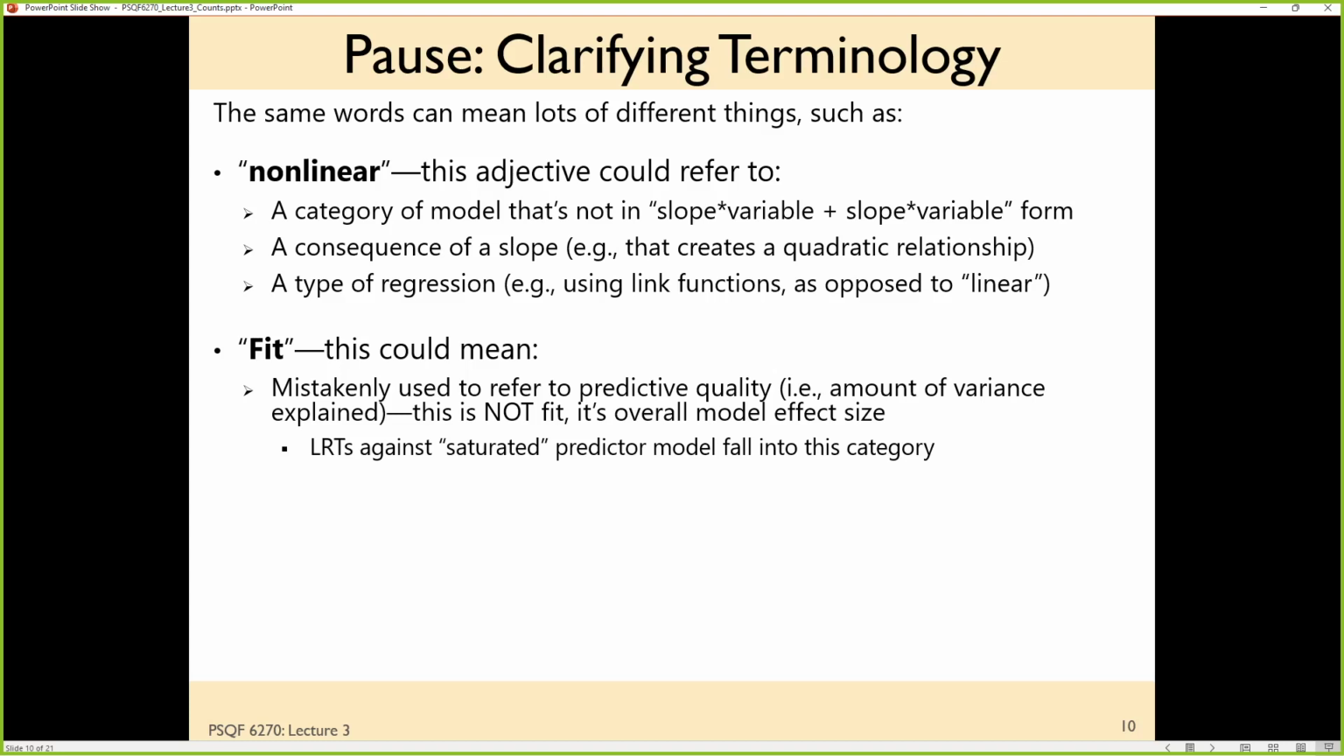So Kaylin says, it took me a while to work out what that meant. Linear models versus nonlinear models, presumably. Is that what that comment was geared towards? Fit. Yeah, fit means everything and nothing at all.